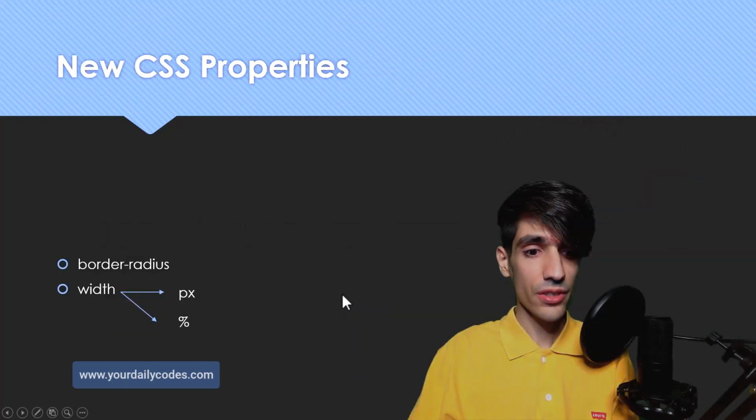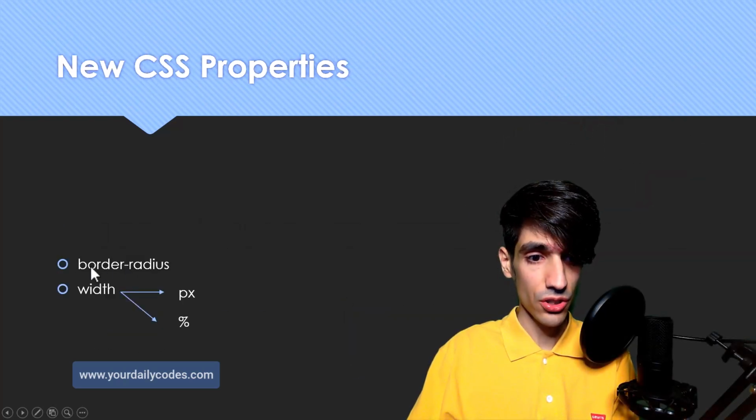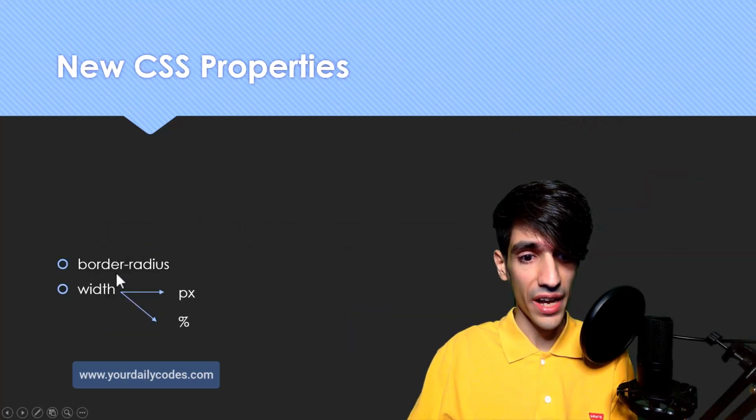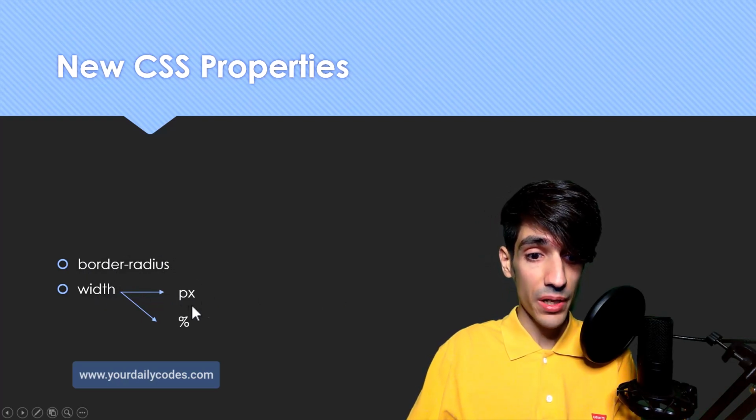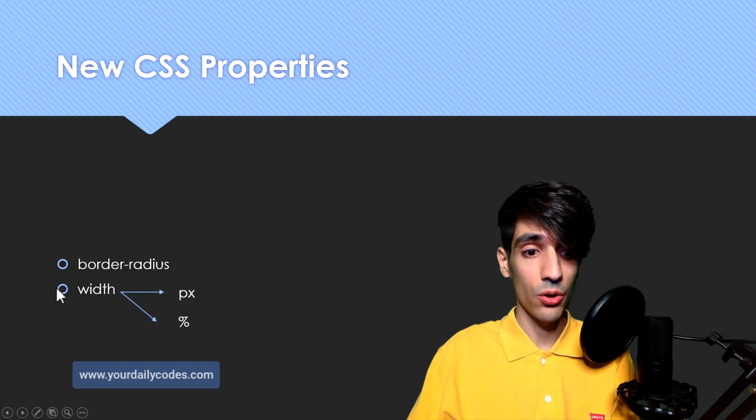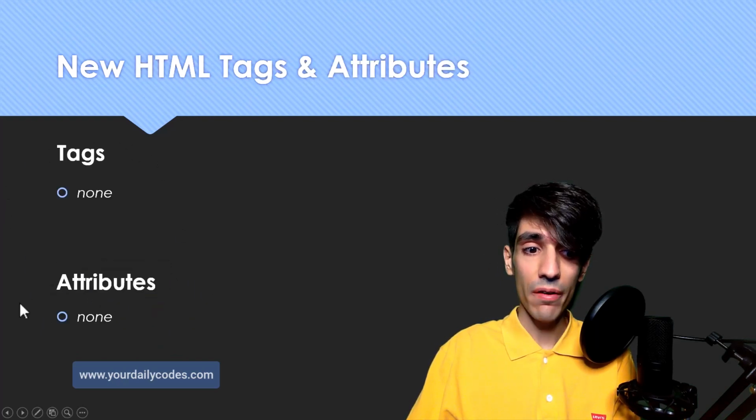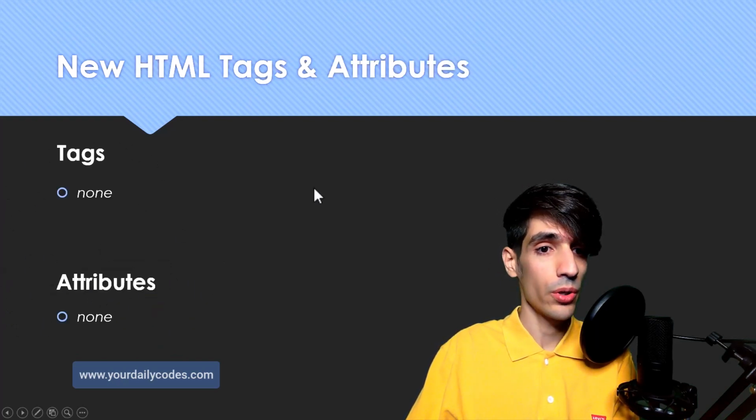And the new CSS property that we learned in this session was just this border radius. And we saw width before, but we can use pixel and percent for our width. And we have no new tags or no new attributes in this session.